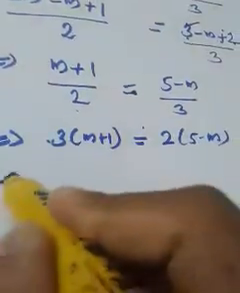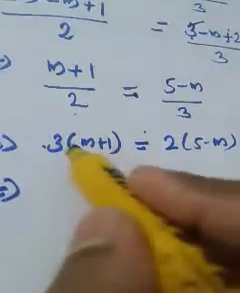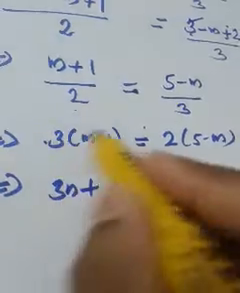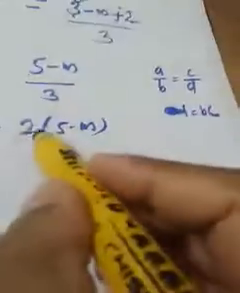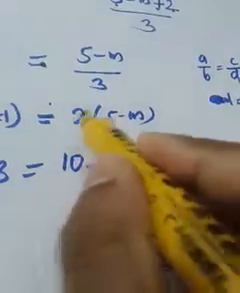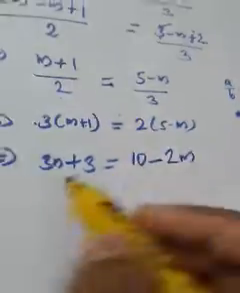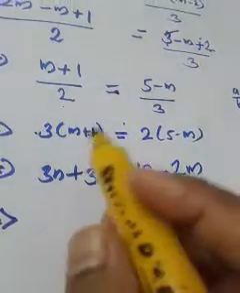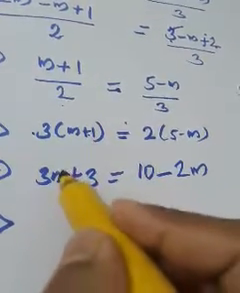Okay, then now it is the time to take that number inside the bracket. What is 3 into m? 3m. Then this sign as it is plus. What is 3 into 1? 3. You may have understood. Then 2 into 5, 10. Then this sign as it is. What is 2 into m? 2m. You may have understood, no? Now it is a time to, okay, here it is m.